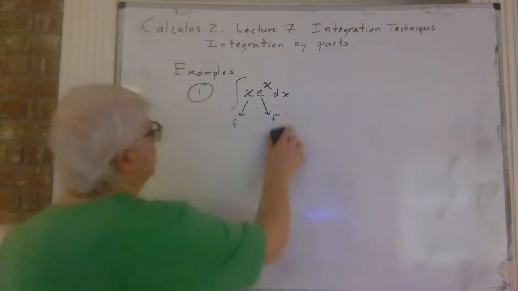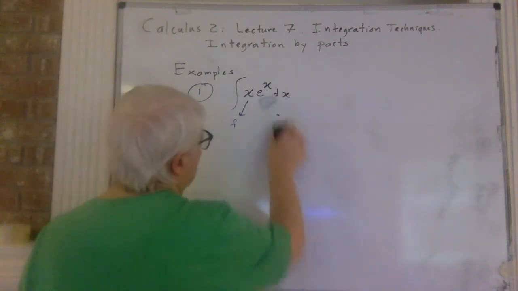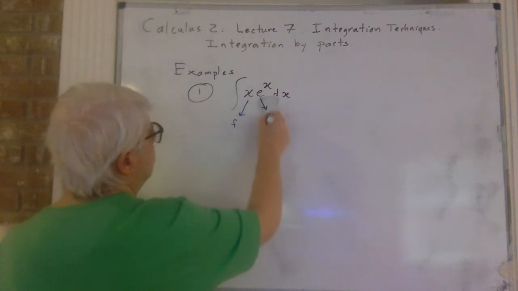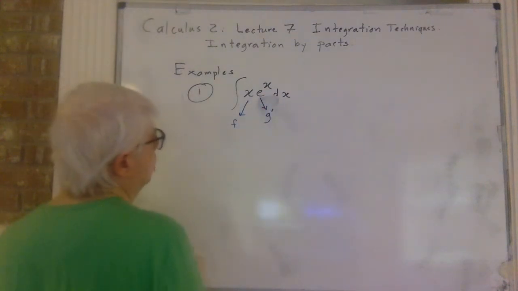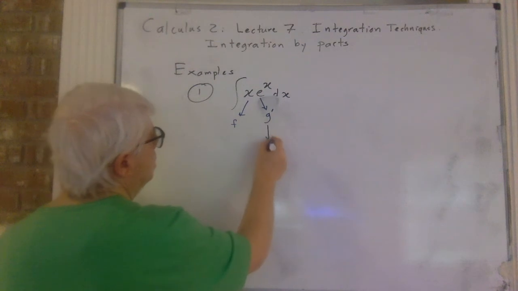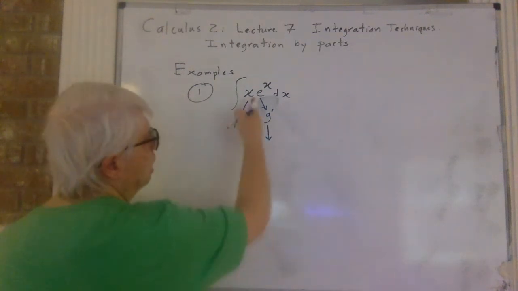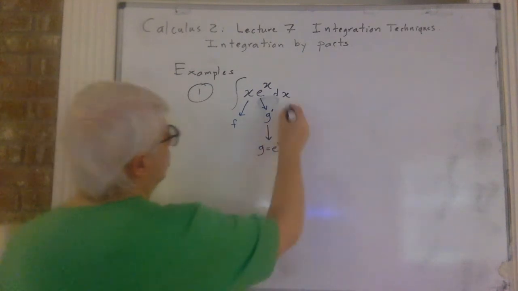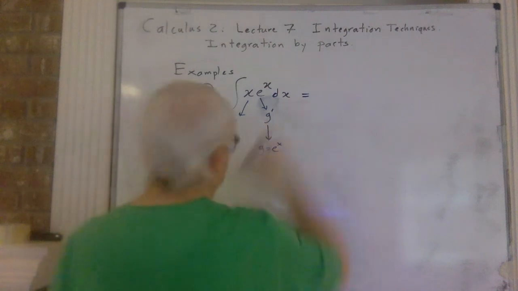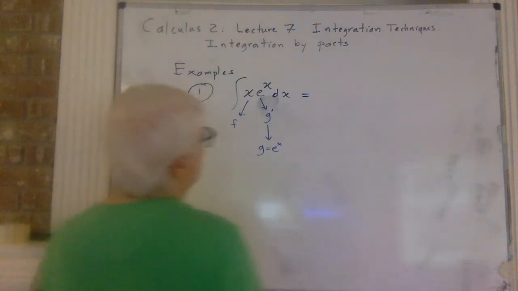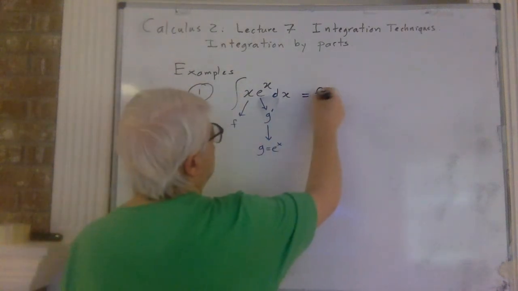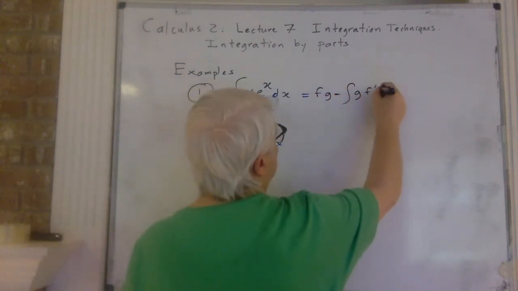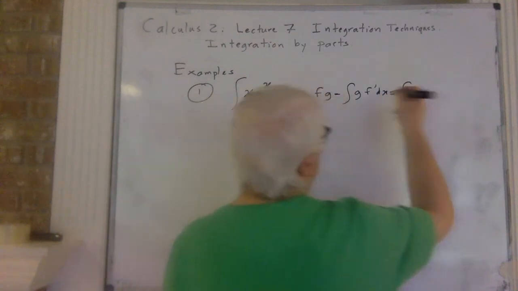So, let this be f, and this one g prime. Okay? So, this is f, and I need the g here. What is g? G is antiderivative, and the g will be e to power x. Right? So, the solution is simply, it was fg, let me write it, minus integral g f prime dx.